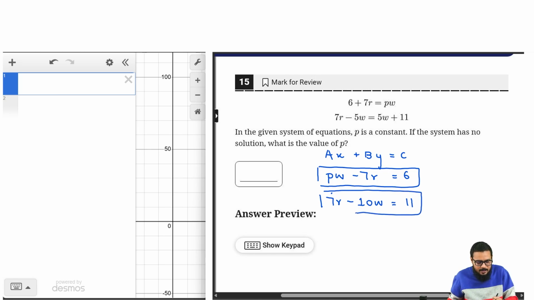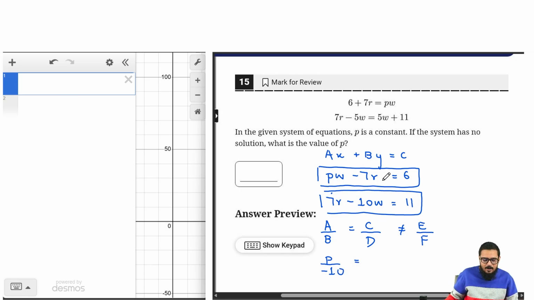Now you remember this formula, a over b is equivalent to c over d, which is not equivalent to e over f, which are basically your constants for all these types of questions. If I compare the coefficients of variable w, this is P and this is minus 10. So I'm going to type P divided by minus 10 is equal to, now I'm going to compare the coefficients of variable r from both the equations. This is minus 7 and this is positive 7 right at the bottom.